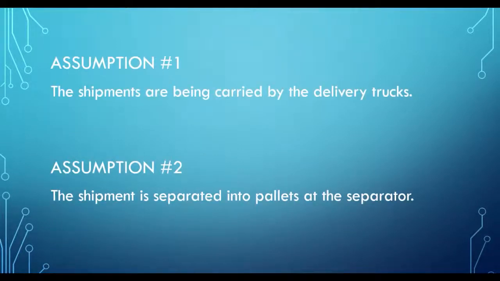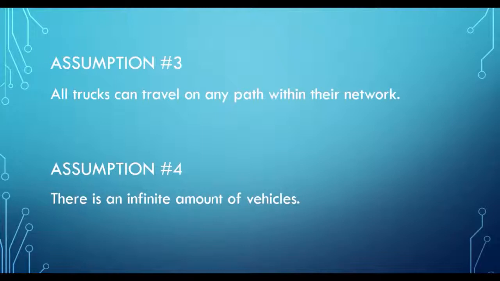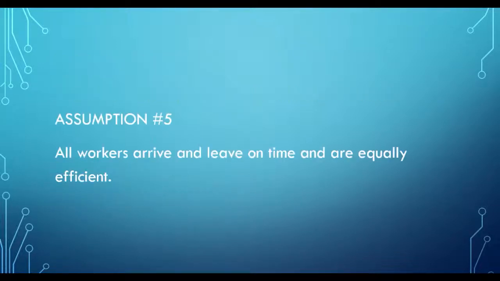We came up with the following assumptions for this project. Assumption number 1, the shipments are being carried by the delivery trucks. Assumption number 2, the shipment is separated into pallets at the separators. Assumption 3, all trucks can travel on any path within their network. Assumption number 4, there's an infinite amount of vehicles. Assumption number 5, all workers arrive and leave on time and are equally efficient.